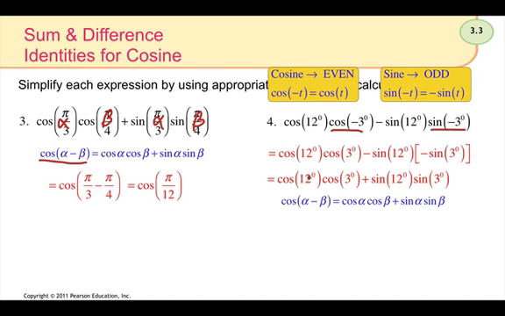So this is like your alpha, this is like your beta, alpha, beta. So the answer is going to be cosine of 12 minus 3, and I simplified 12 minus 3, which is equal to that. And this is the answer to number 4. You don't go any further. Let's go on to the next line.